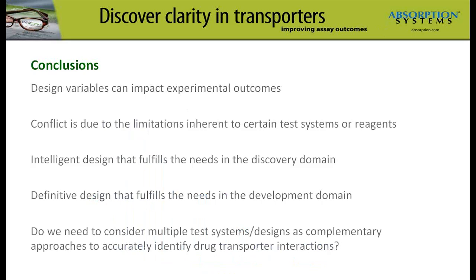In conclusion, it is clear that design variables can impact experimental outcomes. What is not clear is why we're all thinking that the results from one assay and test system may be sufficient to conclude on substrate or inhibition potential of a compound for a given transporter. We understand there is conflict, and this is because of the limitations that are inherent to certain test systems or reagents. An understanding of these variables should result in the incorporation of improved assay design and/or utilization of better tools to elucidate transporter interactions. More importantly, we should consider the approach as we do, for example, with CYP substrate assessment, where at least two of three tests are recommended to confirm the results, and apply this to our assessment of these complex drug transporter interactions to avoid misclassifications and unnecessary downstream clinical engagement.